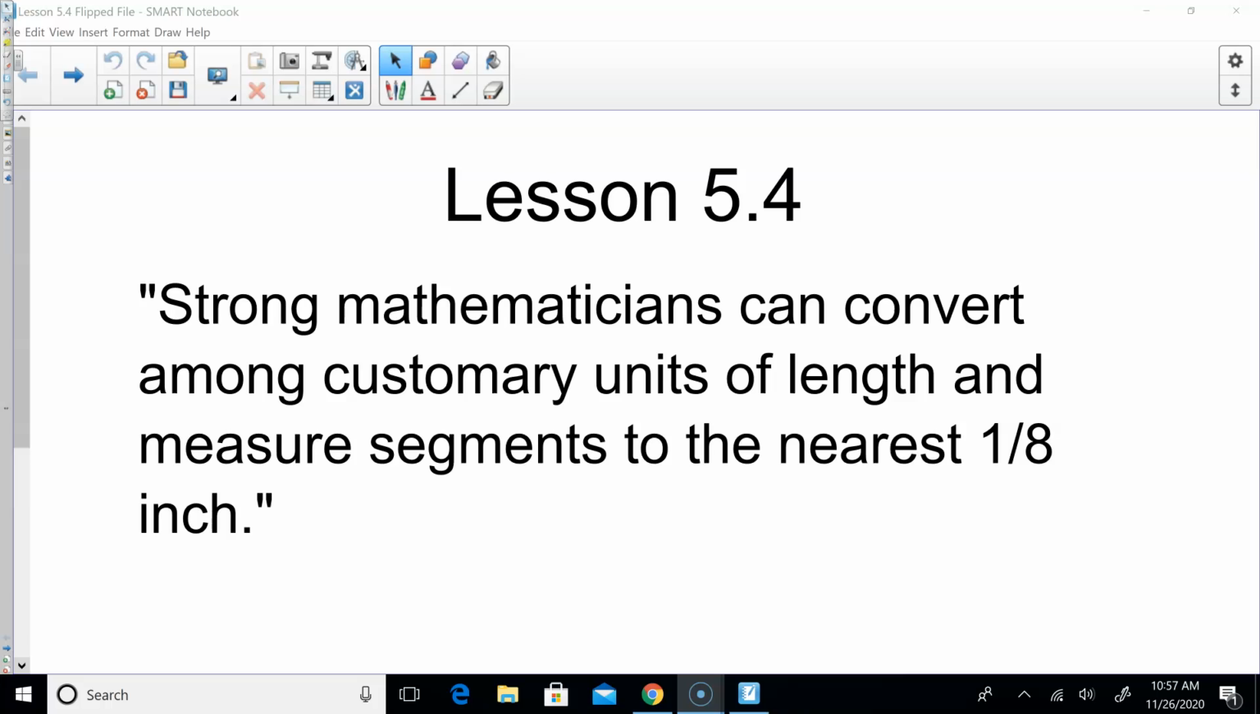Today, strong mathematicians can convert among customary units of length and measure segments to the nearest 1/8 inch. So today is the customary way. Custom means it's special to our country. And you'll learn more about that.